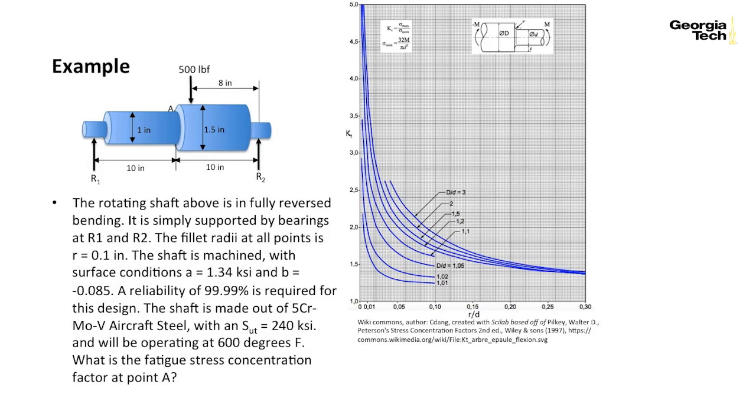So just to give you a good overview, in the next module, we're going to work through this example to figure out the fatigue stress concentration factor for this part that we've been looking at. So again, it's a simply supported rotating shaft in bending. Here it says the fillet radius at all points is R equals 0.1, so there's actually a fillet built in here with a radius of 0.1. And it says that the ultimate strength is 240. It's made out of 5 chrome moly vanadium aircraft steel.